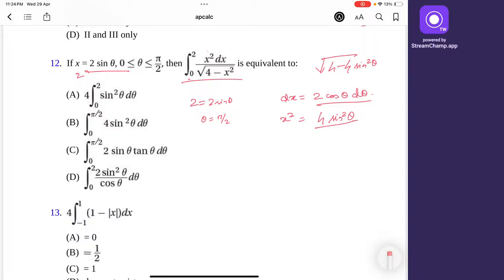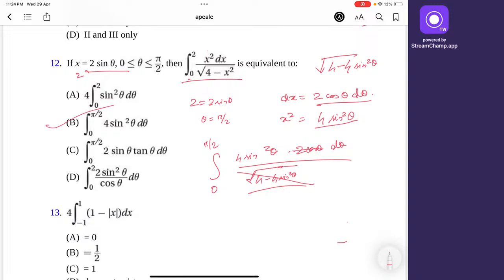So it is 0 to pi by 2. X square is 4 sine square theta, dx is 2 cos theta d theta, and square root 4 minus x square is 4 minus 4 sine square theta, which is just 2 cos theta. So these two get cancelled. So you are left with option B. I hope this makes sense.